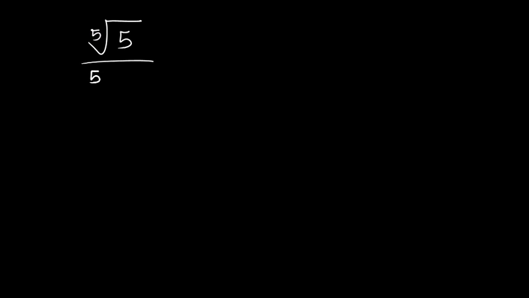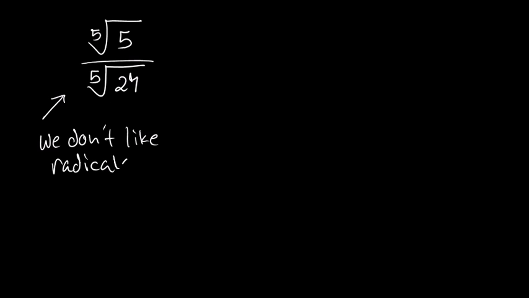5th root of 5 over the 5th root of 27. When a problem says simplify this expression, use the properties, whatever, we somehow need to mess around with it so that it is simplified. And mathematicians, one of the rules why we rationalize the denominator is we don't like radicals in the denominator. We do not like radicals in the denominator. This is a special note.